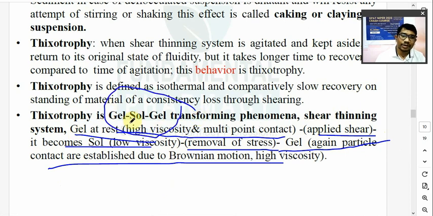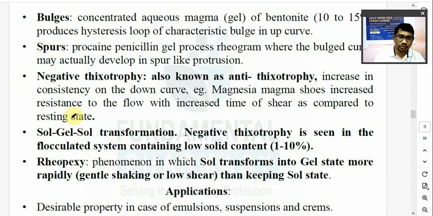अब ये thixotropic gel, sol, gel है तो उसके anti-thixotropic क्या होगा? Anti-thixotropic क्या होगा? सोल, जेल, सोल. उसके ऊपर भी क्वेश्चन आता है. Negative thixotropic. Negative thixotropic पहले bulges.